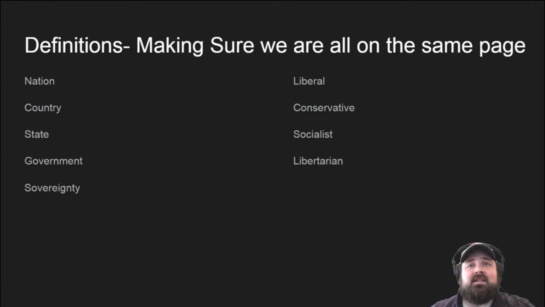So our second set of definitions have very much to do with the politics and ideological beliefs within this system.